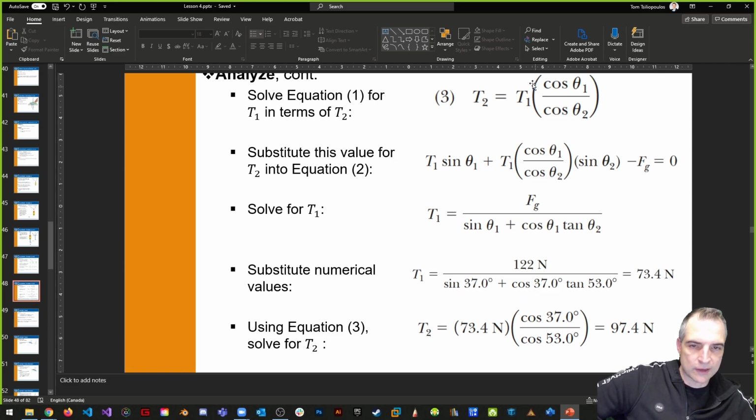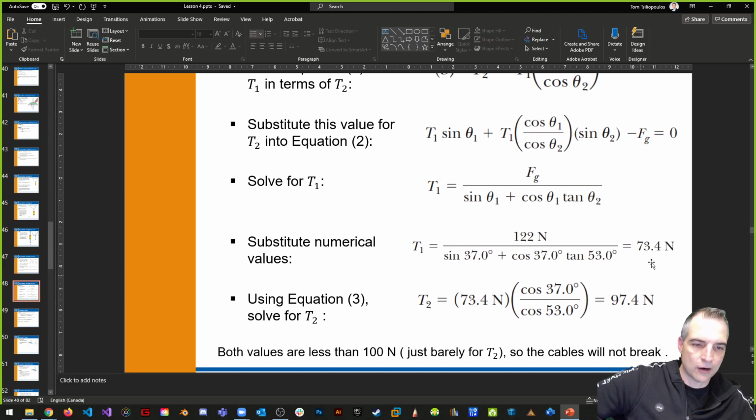Once we know that this is 73.4 newtons, we sub in the values that we know, 37 degrees and 53 degrees, and then we come up with a total of 97.4 newtons. So then the test, are these two cables greater than 100 newtons, was the question, and the answer is no. However, T2 is close to the limit of what it can hold, based on the angle that it's holding everything. But we can say that for now, the cables will not break, and unless there's another force exerted on it, this remains in equilibrium.